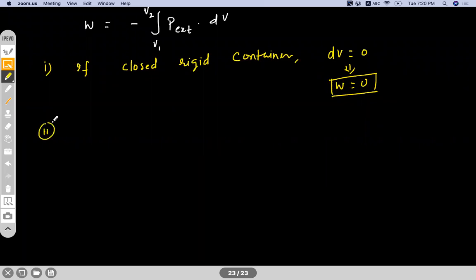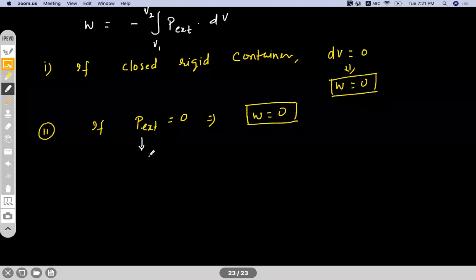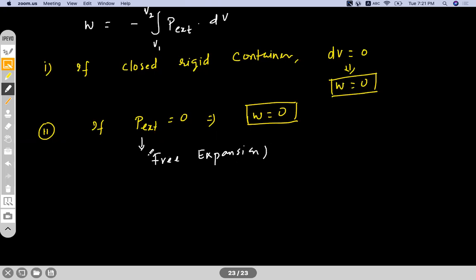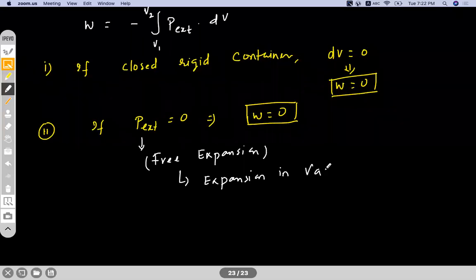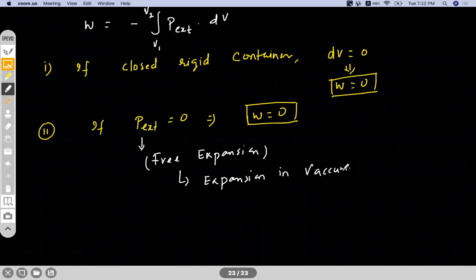The second one is, if external pressure is zero, P external is zero, then also work done is zero. External pressure is zero usually in the case of free expansion. Expansion is of two types: intermediate expansion and free expansion. Intermediate expansion takes place under some external pressure. Free expansion is expansion in vacuum; there is no pressure outside. So P external is zero, and work done is zero.